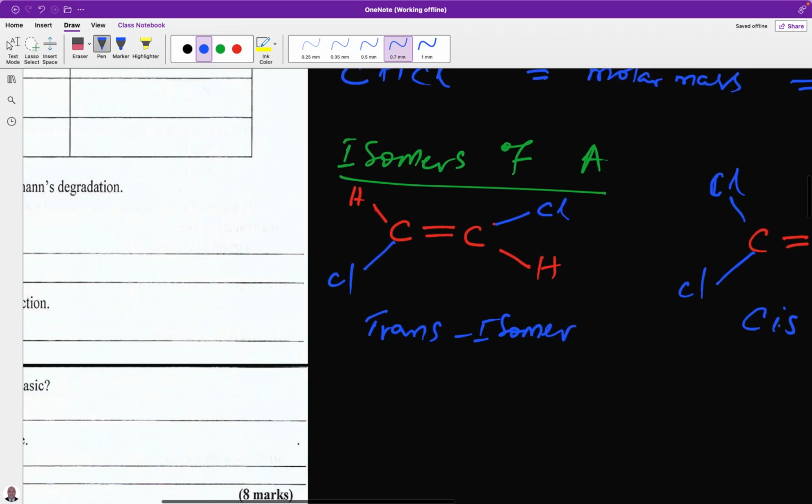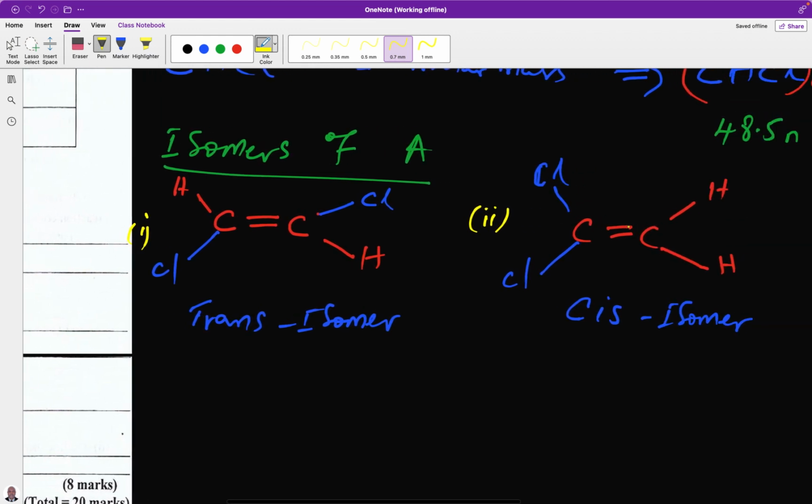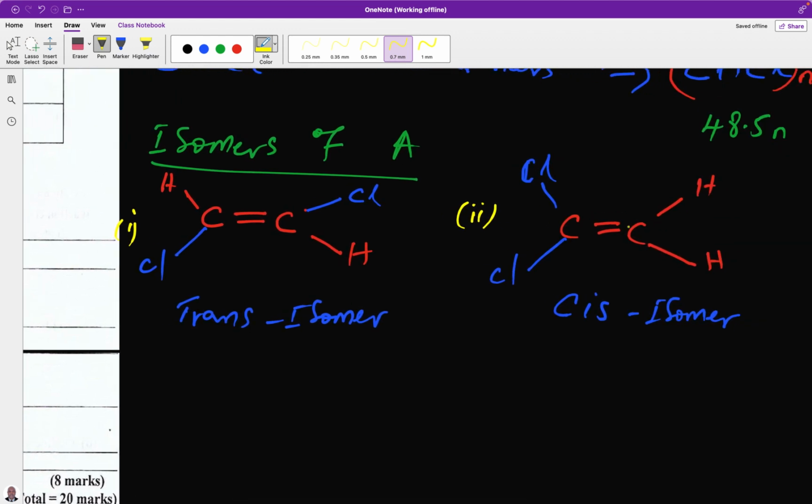So there are two types of isomer here. The first one that I have given here is the trans isomer, and the second one is the cis isomer of the compound. If you did this, you are likely going to have all your marks.